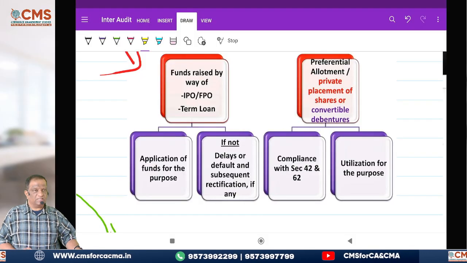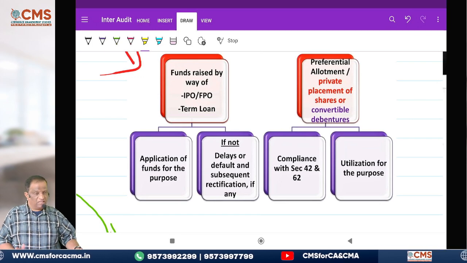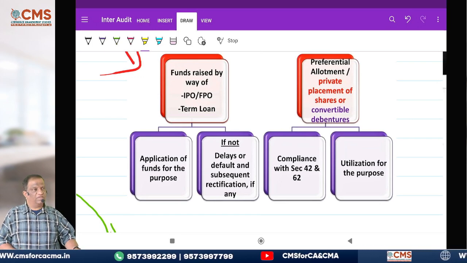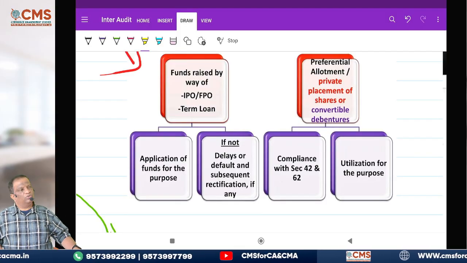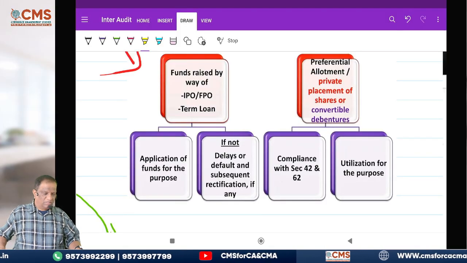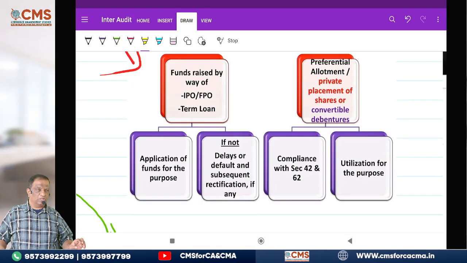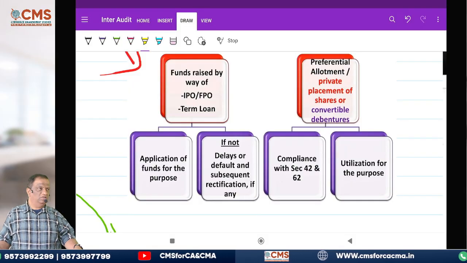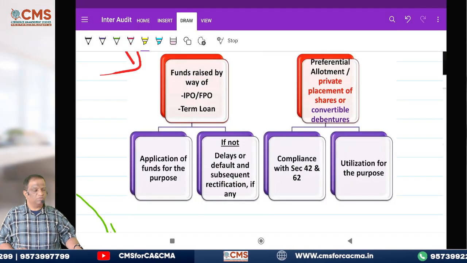And in case the funds are not applied for the purposes, then the delays and defaults and any subsequent rectifications, the auditor will bring it out. Likewise, he will also do that for private placement. So both the things, whether you are taking it as capital or as a loan, if there is a diversion, you told everybody I need the money, but you are diverting, that is what this point will cover.